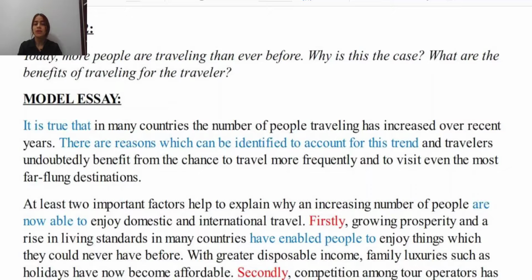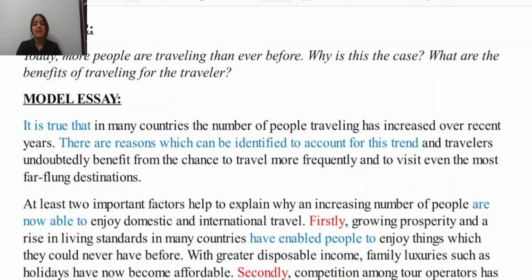It is true that in many countries, the number of people traveling has increased over recent years. So this is actually the paraphrase of our question. There are reasons which can be identified to account for this trend, and travelers undoubtedly benefit from the chance to travel more frequently and to visit even the most far-flung destinations. So as you can see, we have given a very nice sentence including both parts, the first question and the second question. And you can use the structure in different kinds of circumstances as well to your benefit. So you can say there are different reasons which can be identified to account for this trend. This trend can refer to almost anything.